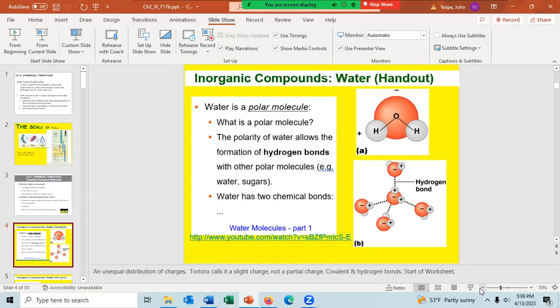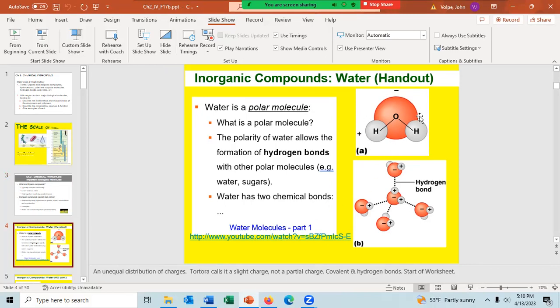Let me shrink that a little. So let's talk a little bit more about water because it is so important to life. Water is a polar molecule. A polar molecule is one that has partial charges on the ends of it, and those charges can lead to the formation of hydrogen bonds with other polar molecules.